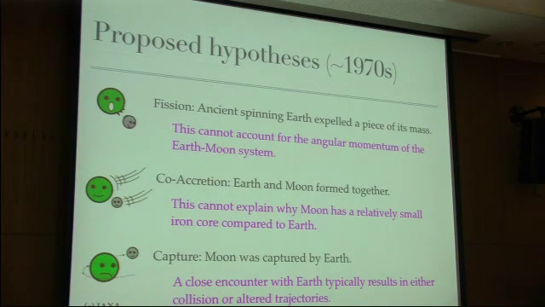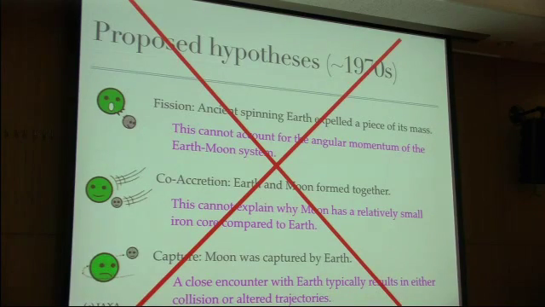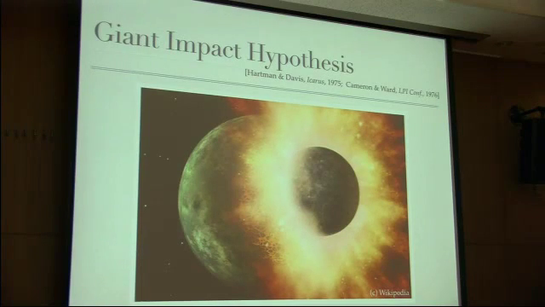So, all hypotheses have been rejected around the 1970s. Yes, it's a very awful situation. Then, how do we make the Moon? I introduce you to the most fantastic, most exciting, but of course most promising hypothesis, which we call the giant impact hypothesis.